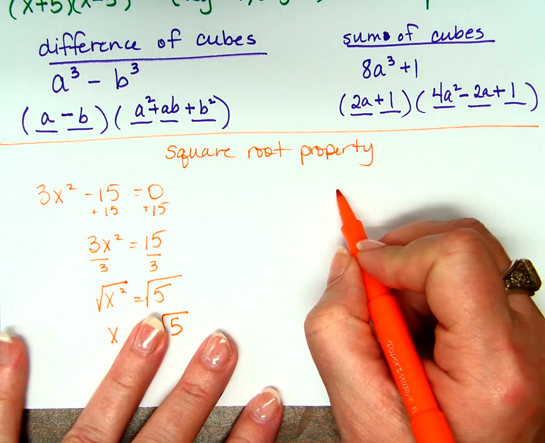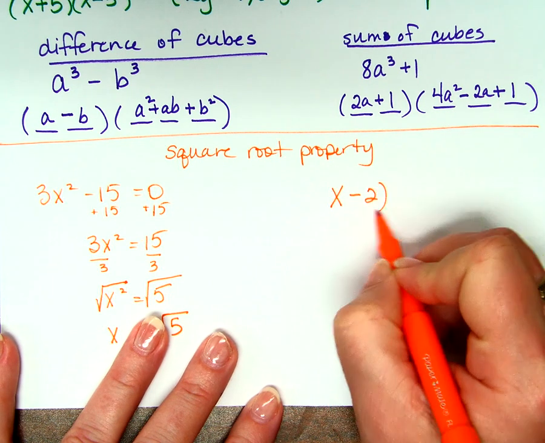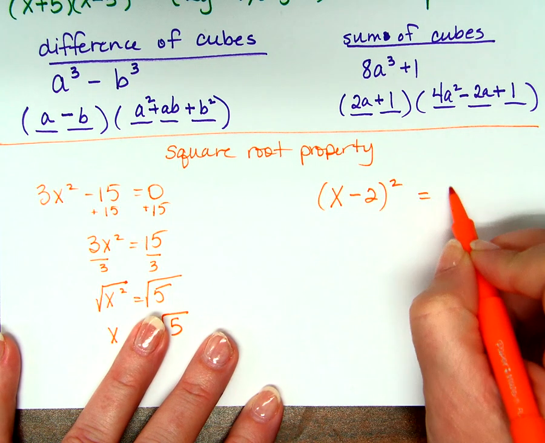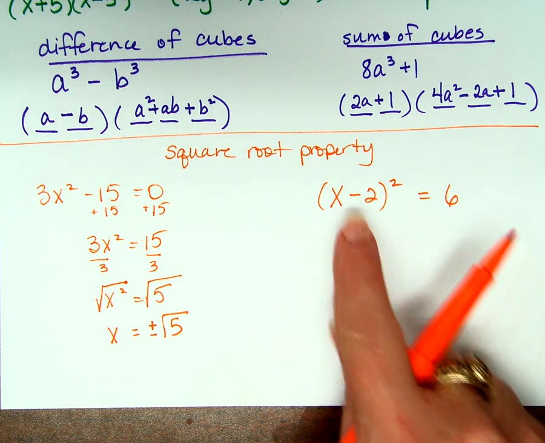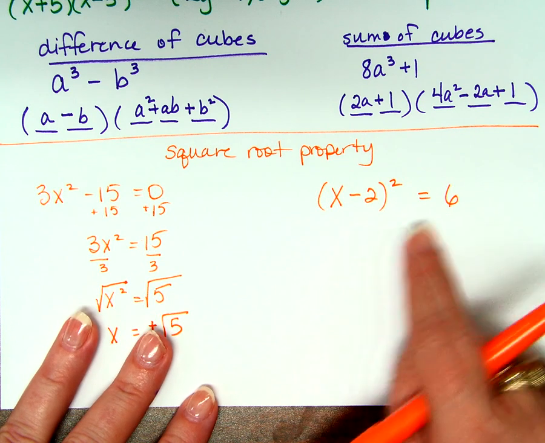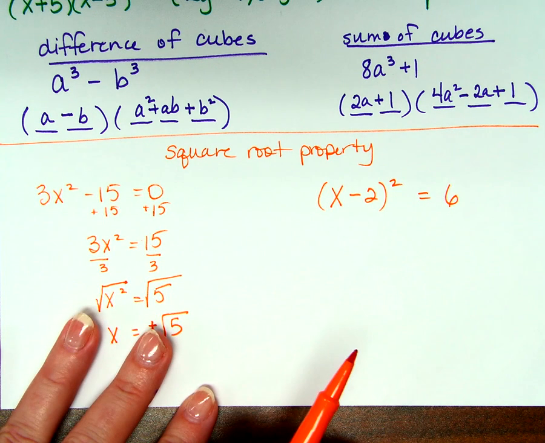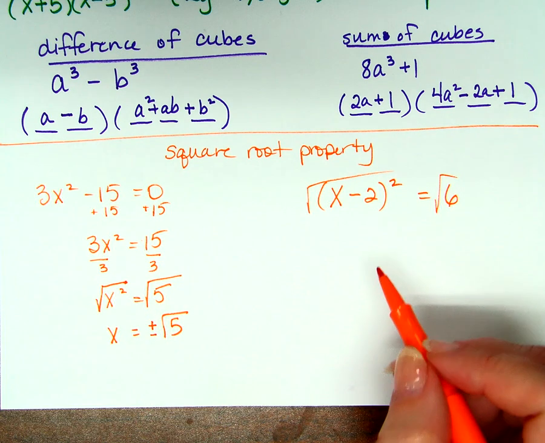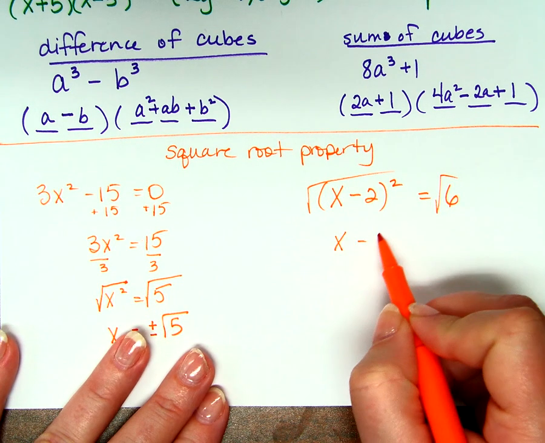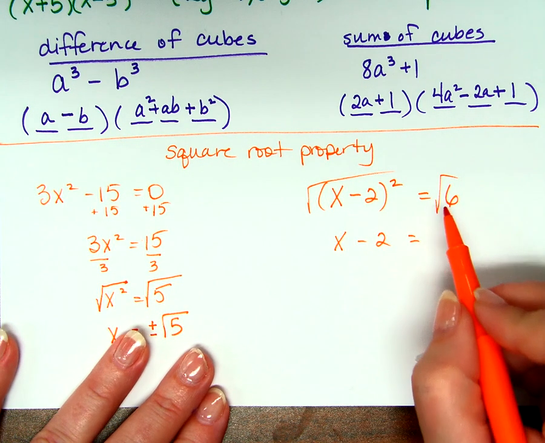What about if it was like this? x minus 2 squared equals 6. One possibility is that we could distribute this out, because anything squared is it times itself, right? I could distribute that out. But if it's already set up in a squared, how do we undo a squared? Square root. So if I square root both sides like this, on the left-hand side, what do I end up with? x minus 2.